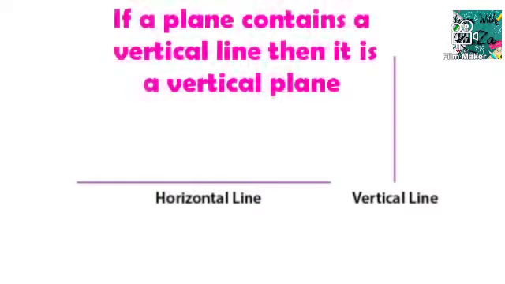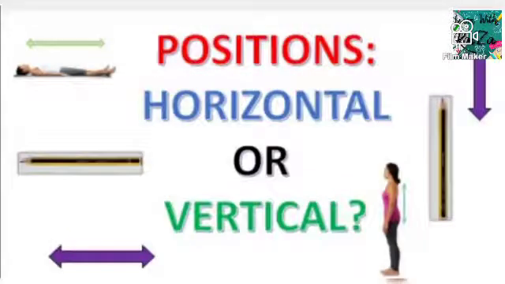Likewise, if a plane contains a vertical line, then it is a vertical plane. So students, let's see whether you understood the positions of horizontal and vertical. Just see the left hand side. In the left hand side, what is there? All the positions are depicting the horizontal position, whereas the right hand side is depicting the vertical position. So there is the difference between horizontal and vertical, and let's go into more diagrams.